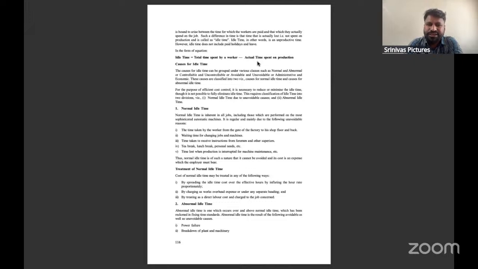The time taken by the worker to travel from the factory gate. Generally, we have to work 8 hours, for example. The production area is very far from your gate. To reach that area, you may spend almost 30 minutes, for example. So 30 minutes for going and 30 minutes for coming, that 1 hour is wasted. It cannot be avoided. And the waiting time for changing jobs or machines.